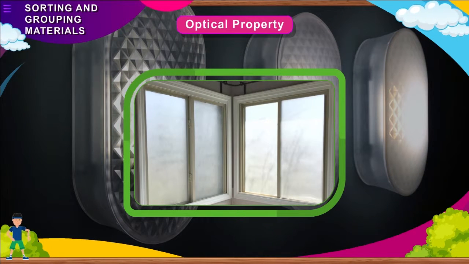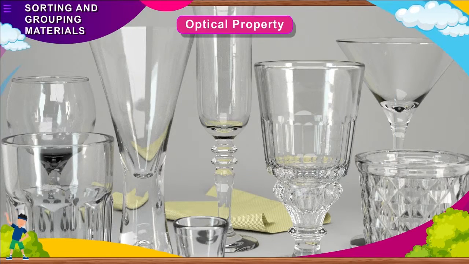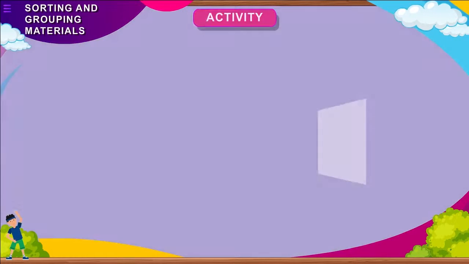Translucent glass is mostly used for window panes in bathrooms or sometimes in office doors, where light from outside is required, but privacy has to be maintained. Can you list some materials that are transparent or translucent?